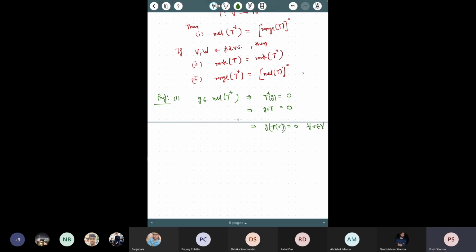What can we say from here? So this thing is true for all V. Now what can you say from here? Can we say from here that G belongs to the annihilator of the range of T? Yes, sir, but TV can be 0 also.